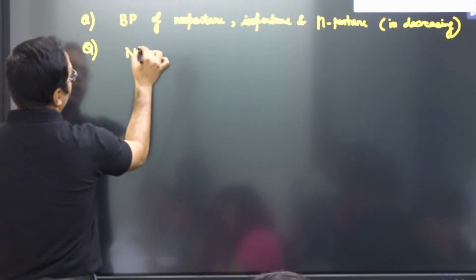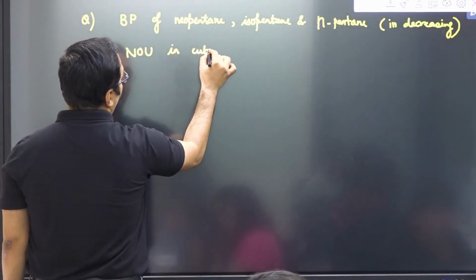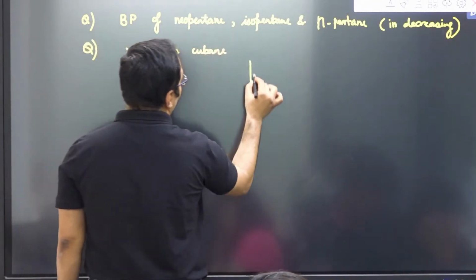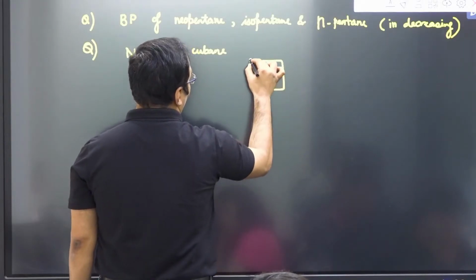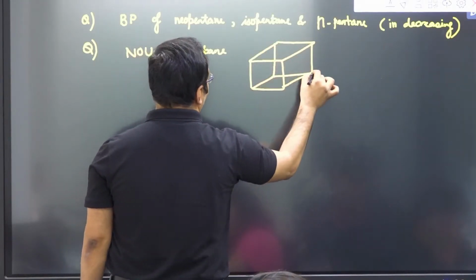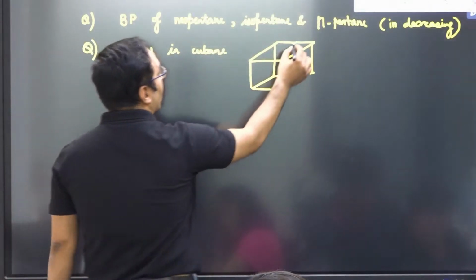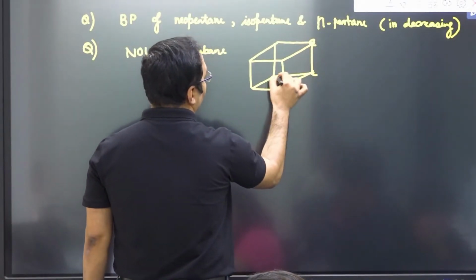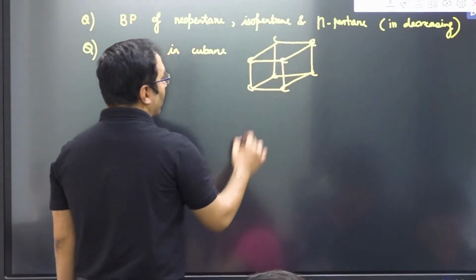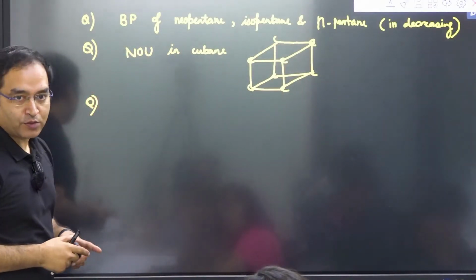Find out number of unsaturation in cubane. Cubane का structure होता है ये. Cube जैसा structure होता है. And everywhere carbon is placed. These are carbons. आज ही क्या है number of unsaturation? So I can ask this question.